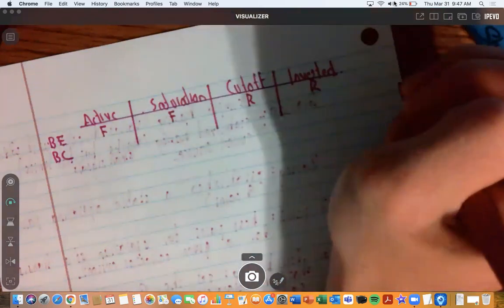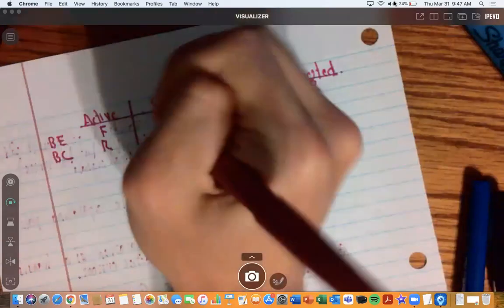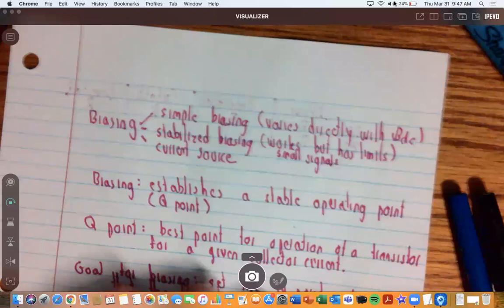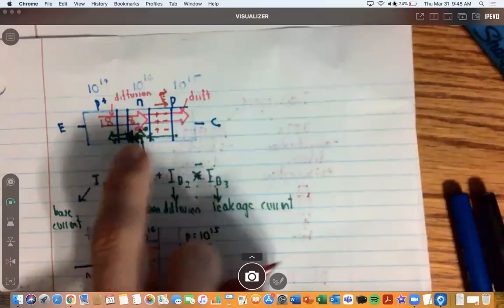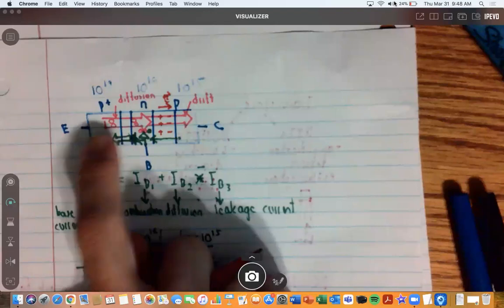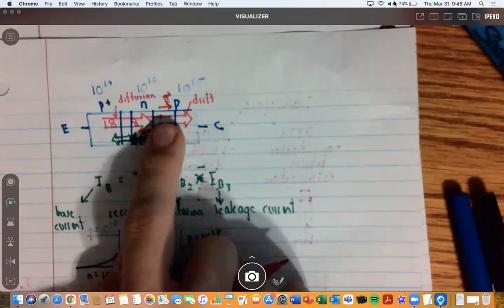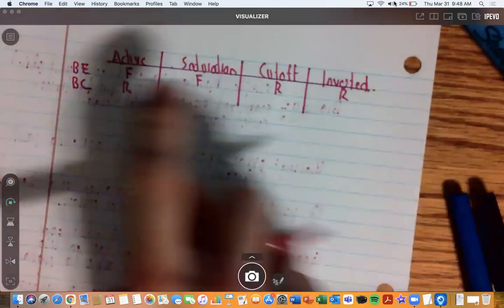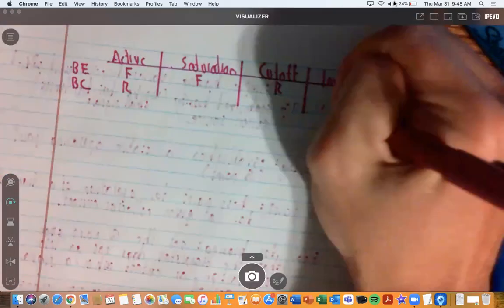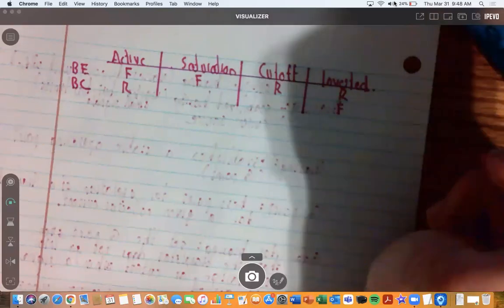And then for active mode, remember the base to collector junction is reverse bias. That was what we drew. Oh, let me get the diagram. These are active mode, referring to the forward bias between the base and emitter here, and the reverse bias between the base and collector here. And so that's what I said right there. And remember that inverted is the opposite of active, so you can just think of it as flipped. And then saturated and cutoff.